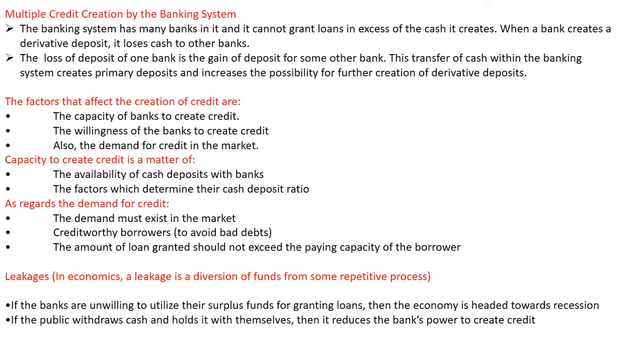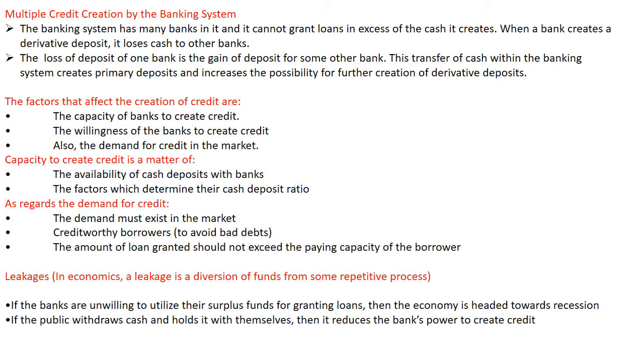Then the factors that affect the creation of credit are the capacity of banks to create credit, the willingness of the banks to create credit, and also the demand for credit in the market. The capacity to create credit is a matter of availability of cash deposit with the bank, and factors which determine their cash deposit ratio. So the bank has a capacity to create credit based on the availability of cash deposit with the bank.